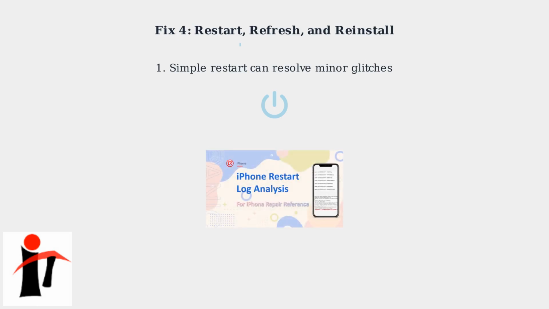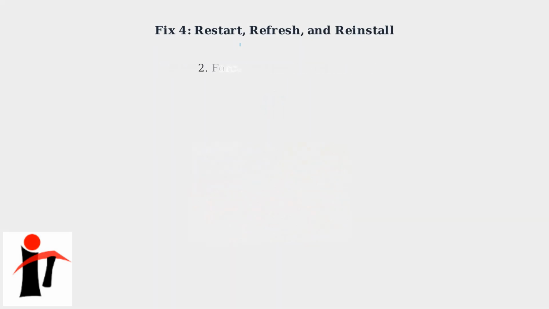A simple restart can often resolve minor glitches with Apple Intelligence. This clears temporary data and refreshes system processes. Force close any apps that heavily use Apple Intelligence features like Siri or shortcuts. This stops background processes that might be causing issues. Now, restart your iPhone by holding the power button until the slider appears, then slide to power off. Wait a few seconds, then turn it back on.